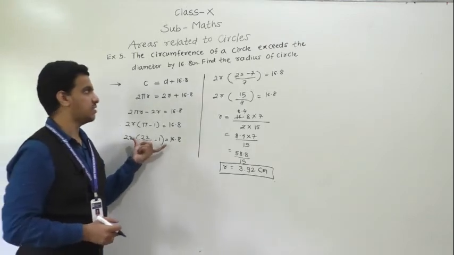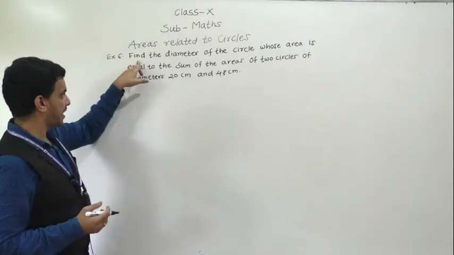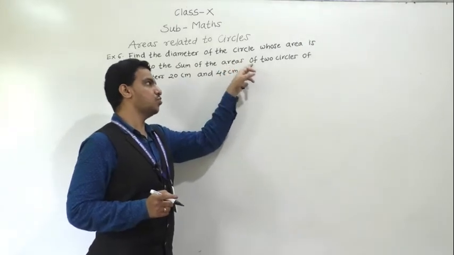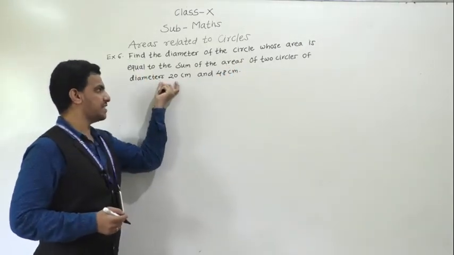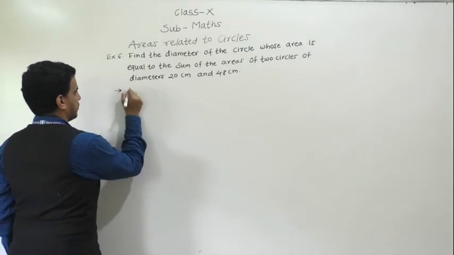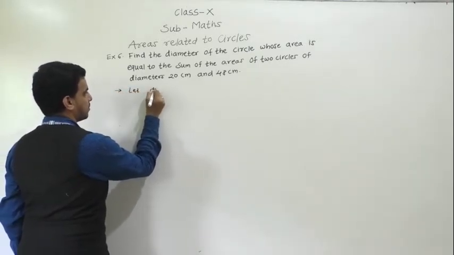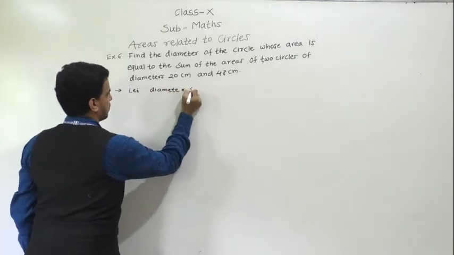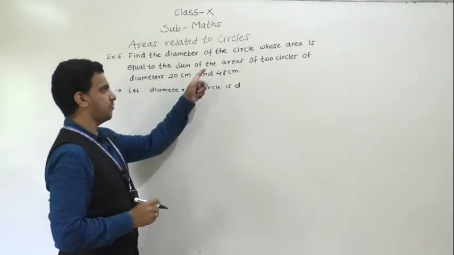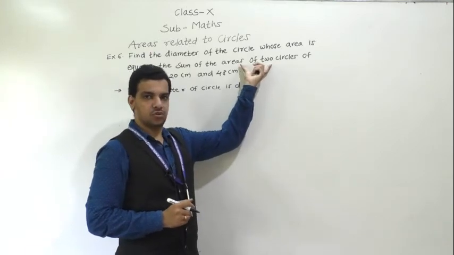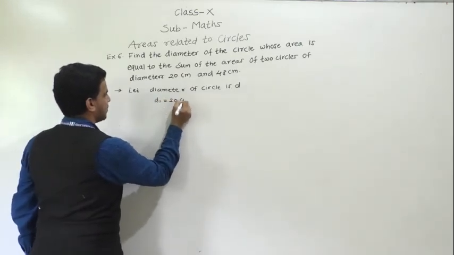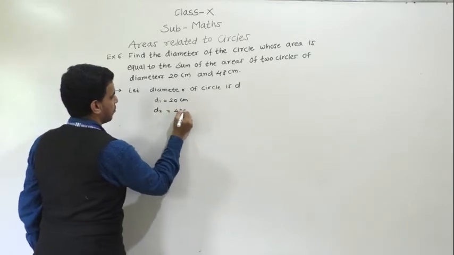Now we will solve the next example. The next example is: find the diameter of the circle whose area is equal to the sum of the areas of two circles of diameters 20 cm and 48 cm. So suppose, or we can say, let the diameter of the circle be d, small d, and the sum of the areas of two circles, these two circles having diameters d1 is equal to 20 cm and d2 is equal to 48 cm.